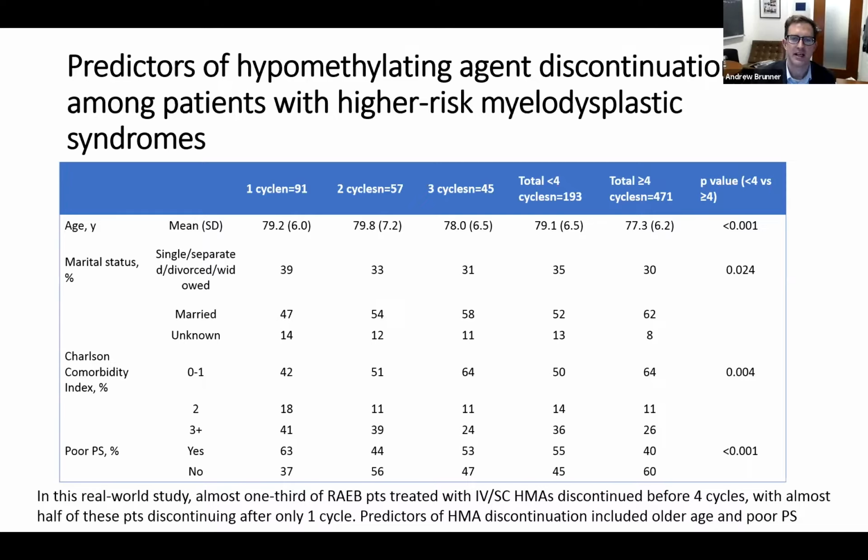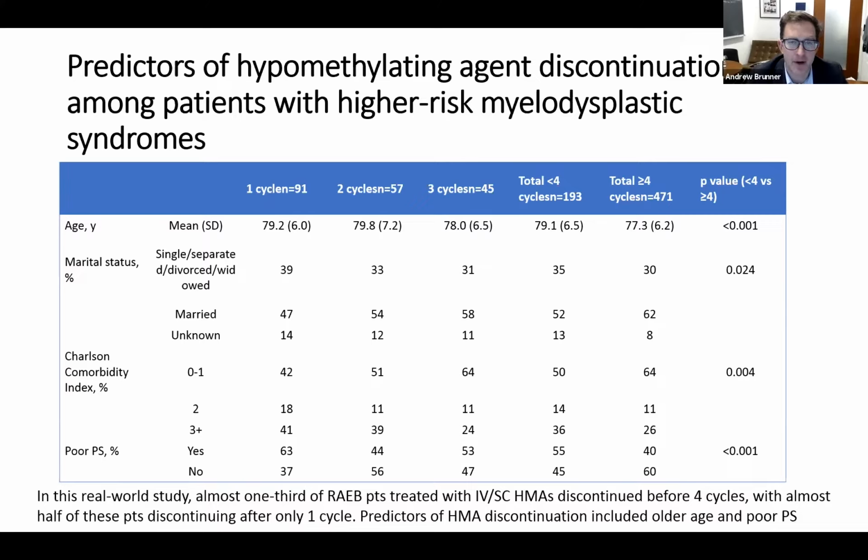So this study tried to understand this. We know that a third of patients with MDS with excess blasts, so these are people who would be indicated for hypomethylating agents, and they started on them, but only about a third of them discontinued, stopped getting their treatment before 4 cycles. So arguably before we would know whether they would have an effect.